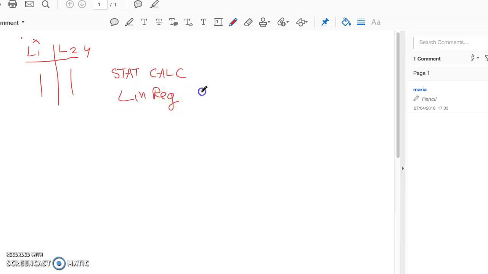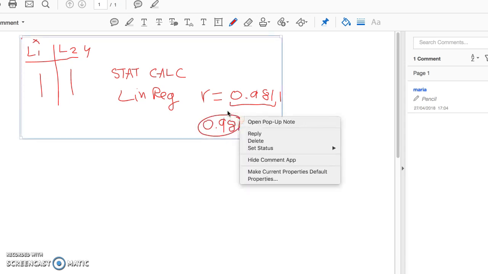I get the value of R, the Pearson correlation coefficient, is a number 0.981193 and so on. Remember that we want to have these to 3 significant figures. That's enough. So 0.981. That's my Pearson correlation coefficient.